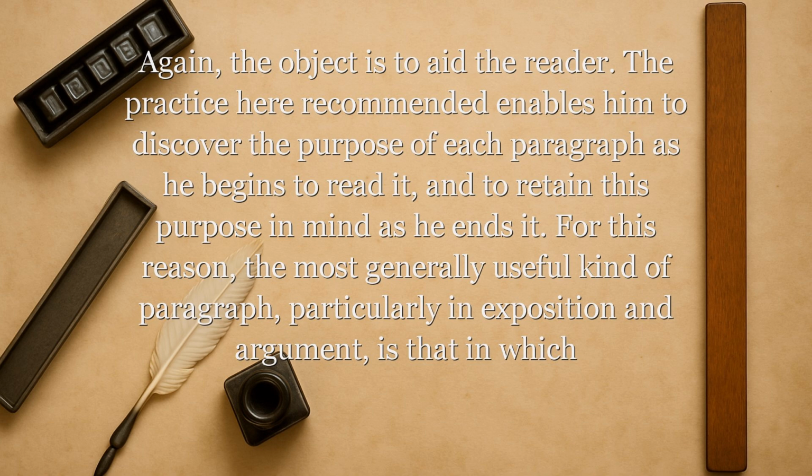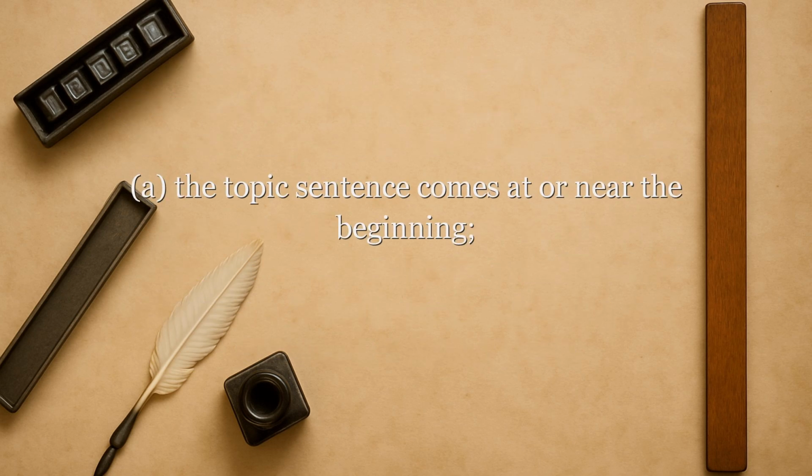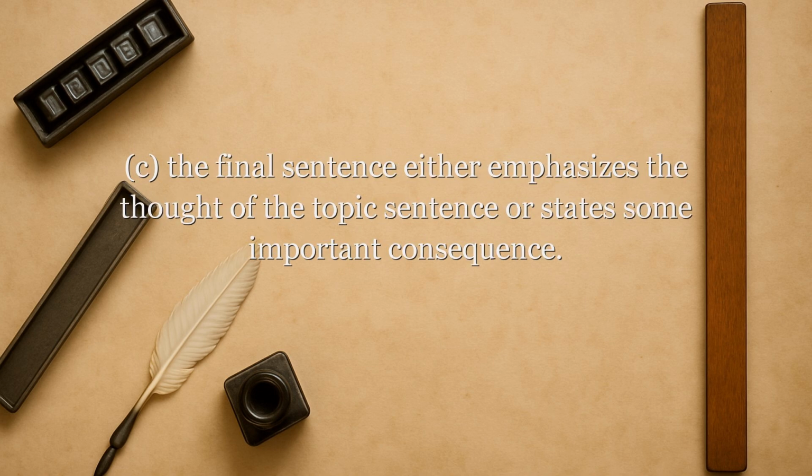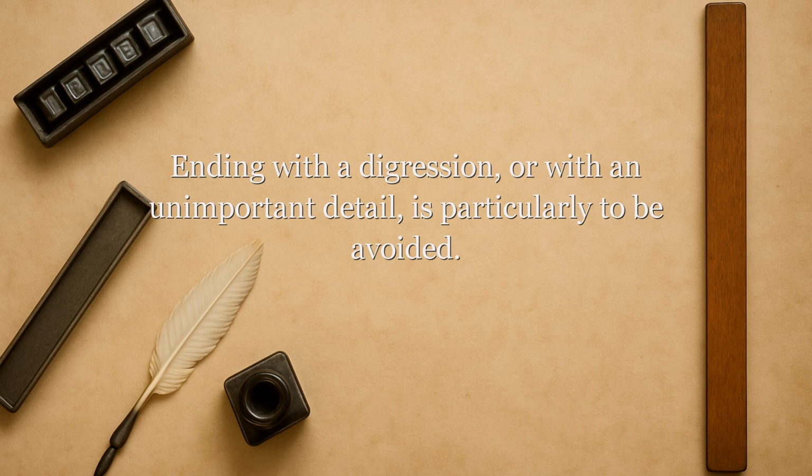For this reason, the most generally useful kind of paragraph, particularly in exposition and argument, is that in which A. The topic sentence comes at or near the beginning, B. The succeeding sentences explain or establish or develop the statement made in the topic sentence, and C. The final sentence either emphasizes the thought of the topic sentence or states some important consequence. Ending with a digression or with an unimportant detail is particularly to be avoided.